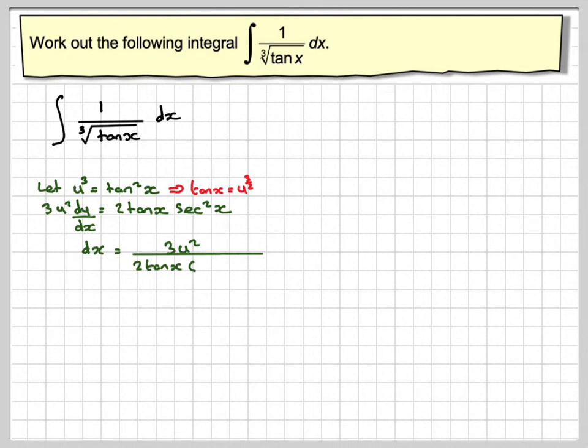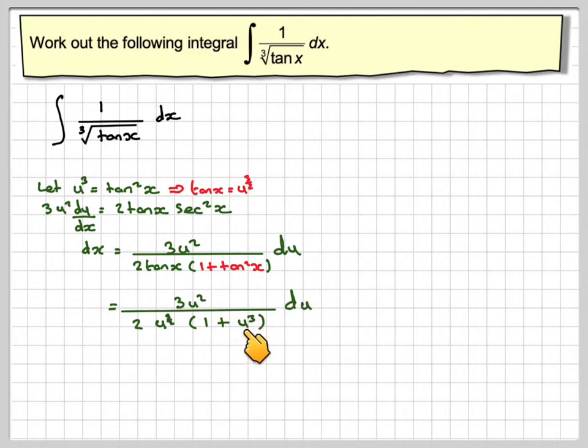Now sec squared x is 1 plus tan squared x, du. So rearranging all that and then putting that substitution in, that will be 3u squared over 2 times tan x, which is u to the 3 over 2, times 1 plus tan squared, which is 1 plus u cubed, du. And one other thing we'll need to know is that the cube root of tan x will be like doing u to the 3 over 2 to the 1/3, because tan x is u to the 3 over 2, which will give me u to the half.